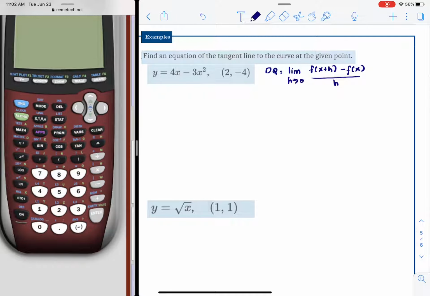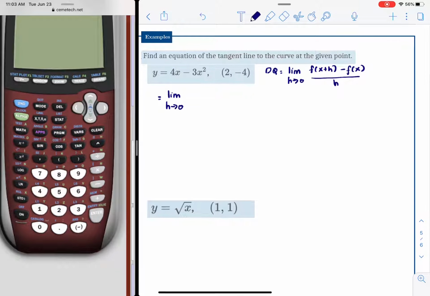Now keep in mind, you can't simply plug in this formula and apply the limits directly. You would get 0 over 0, an indeterminate form. So be very careful, we have to do some algebra here.